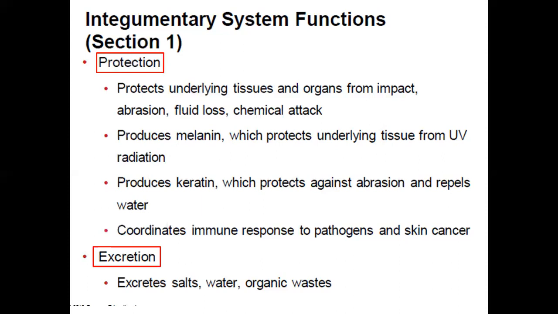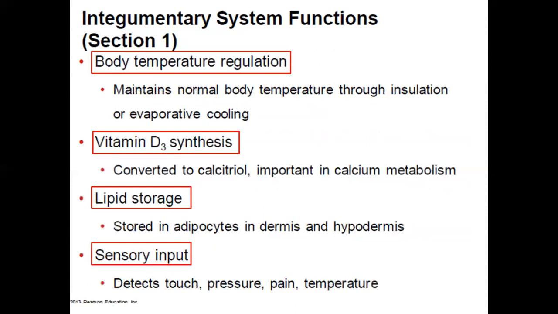And some other functions we'll talk about. There's some cells called dendritic cells that help coordinate the immune response to pathogens or even skin cancer. And then your skin, the accessory structures can be involved in excretion by way of sweat, like salts and water. Those are components of sweat. Body temperature regulation, we'll talk about how the skin is involved in that. Vitamin D synthesis, a really, really important vitamin in the body.